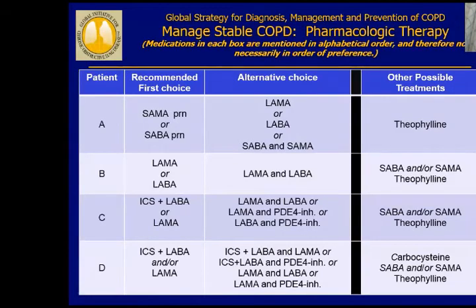Now, in group A, they are the milder cases. We usually tend to give them a short-acting muscarinic agent like ipratropium bromide as per required basis, or we can give them short-acting bronchodilators like salbutamol as per required basis.